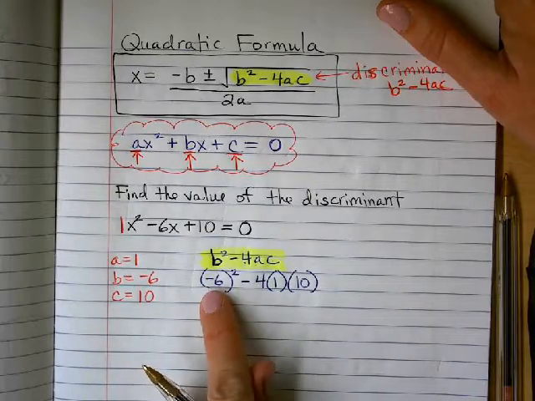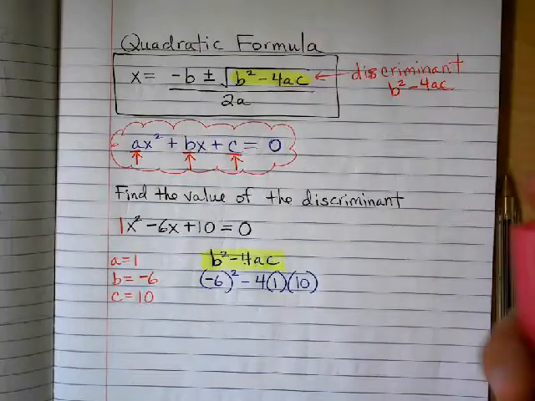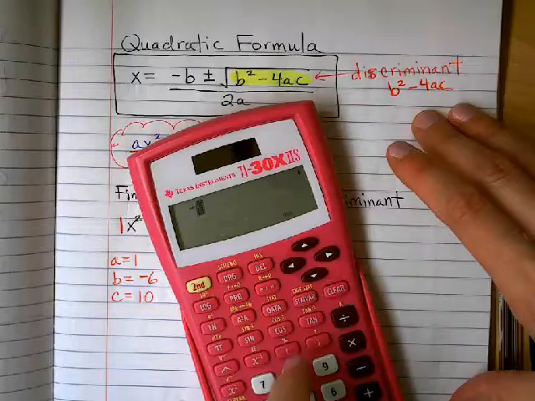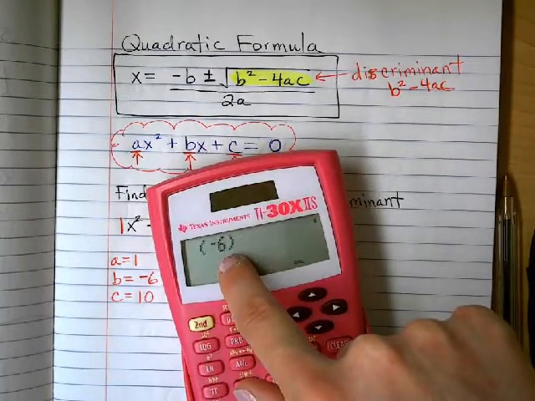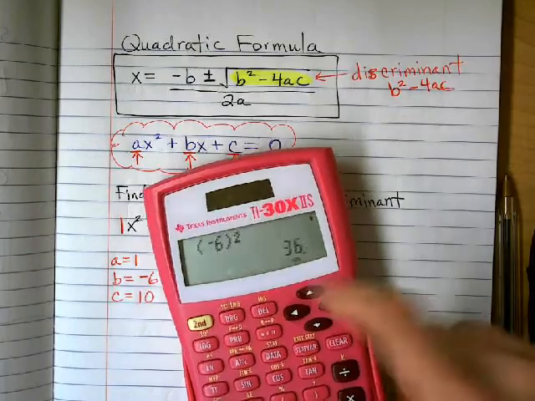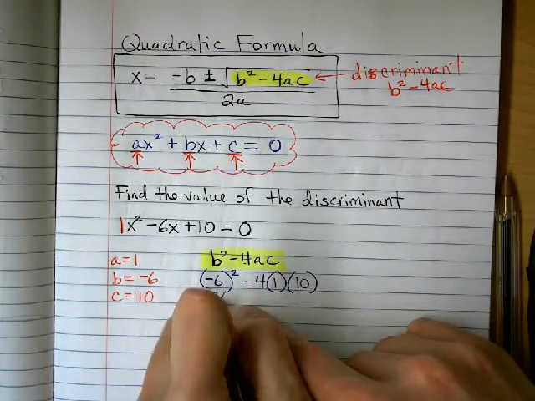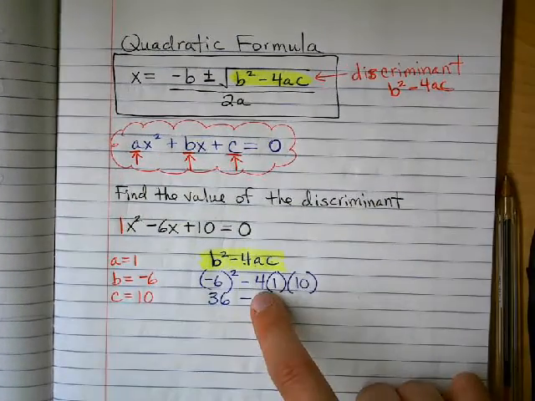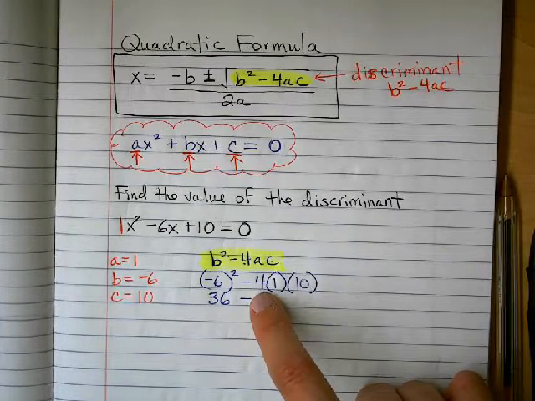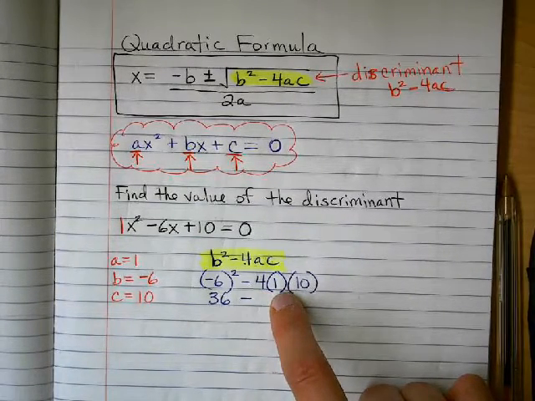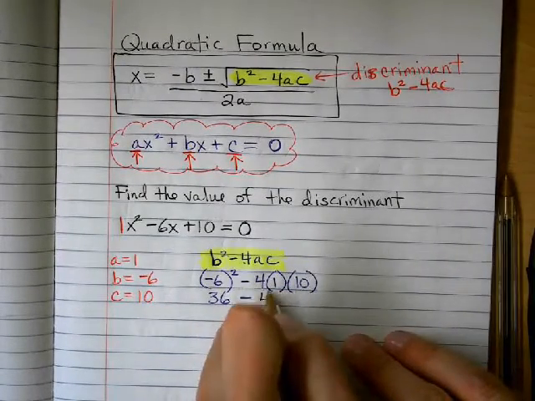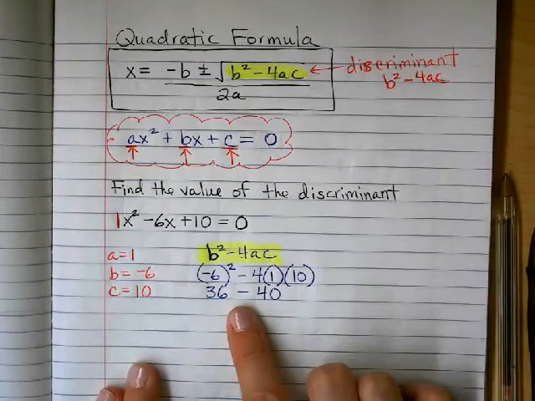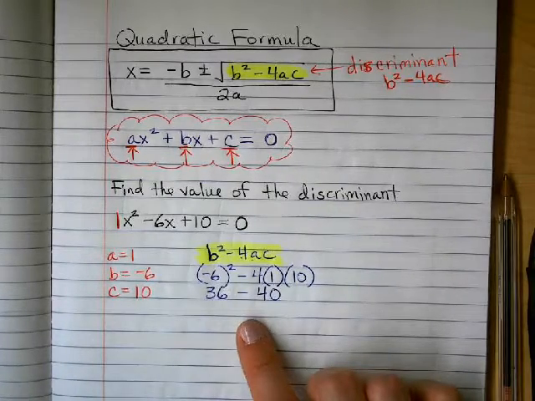Okay, negative 6 squared. See how I put parentheses around it? You need to do parentheses around it when you're going to type it on a calculator. If you're going to do negative 6 squared, you need parentheses around it. Because that's 36. And then minus 4 times 1 times 10. What's 4 times 1 times 10? 40, good job. So 36 minus 40. Okay, what would that be? Negative 4.